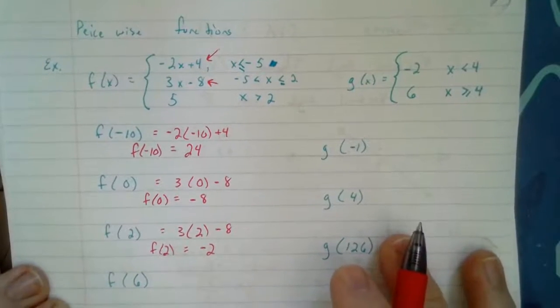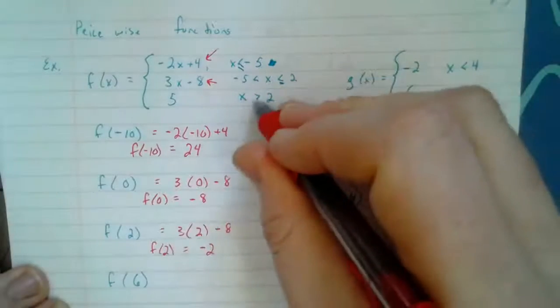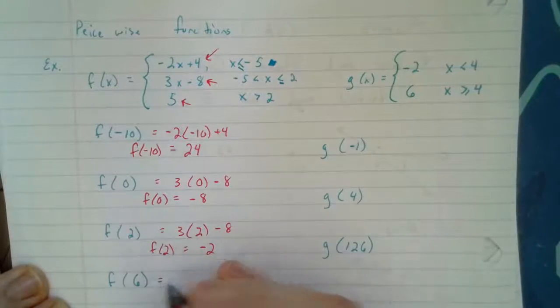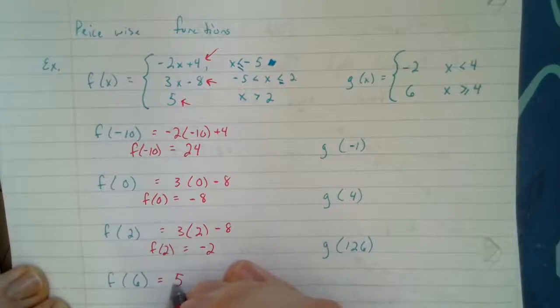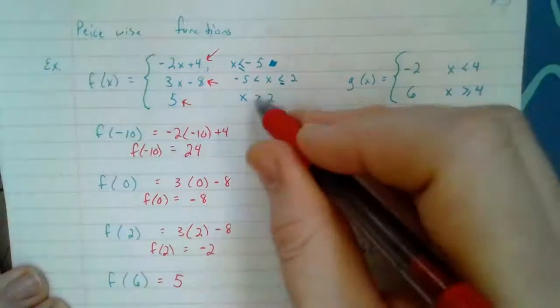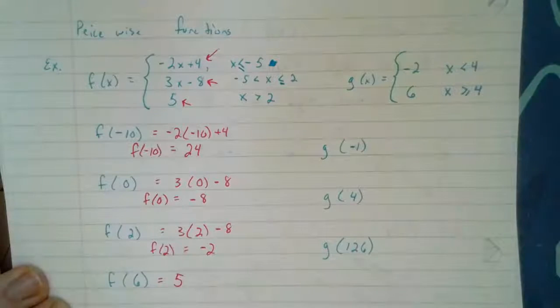Now this last one here, 6. 6 is clearly greater than 2, so I'm going to take a look at this part. And this is a constant function. So f of 6 is simply 5. All right, there's no variable input. No matter what I put in, if it's greater than 2, I get 5 out.